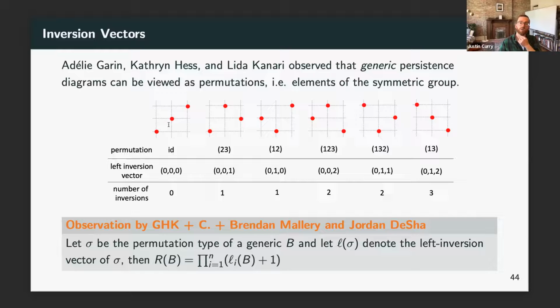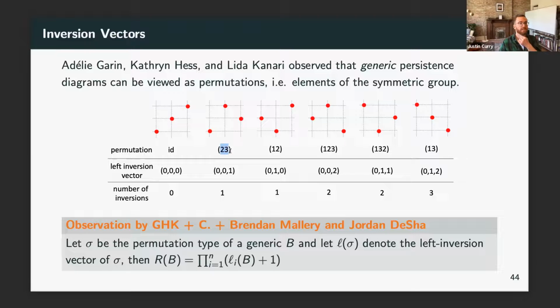How does that work? Well, if I label my points by increasing birth time, I can then ask, in what order did they die? And that defines a bijection. So here I've got born first dies first, born second dies second, born third dies third. So this is the identity permutation.